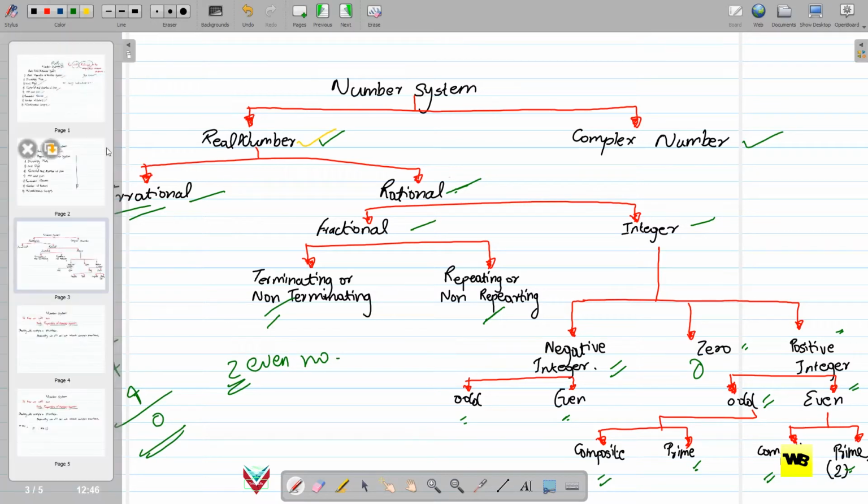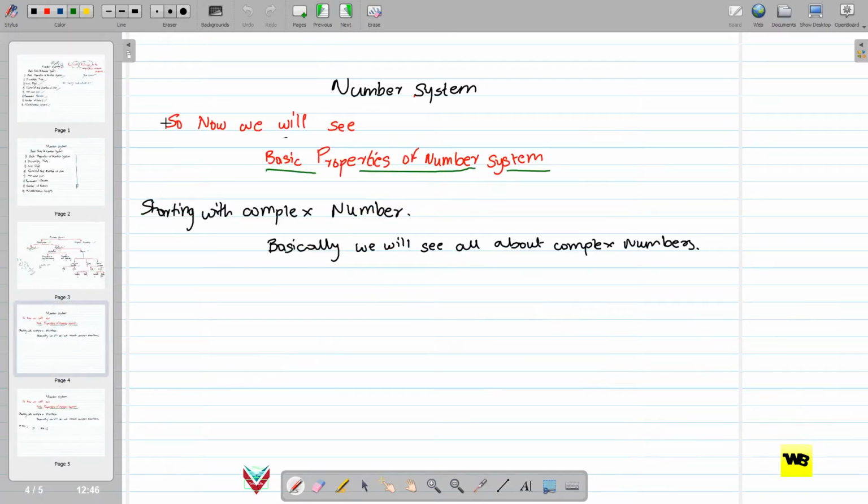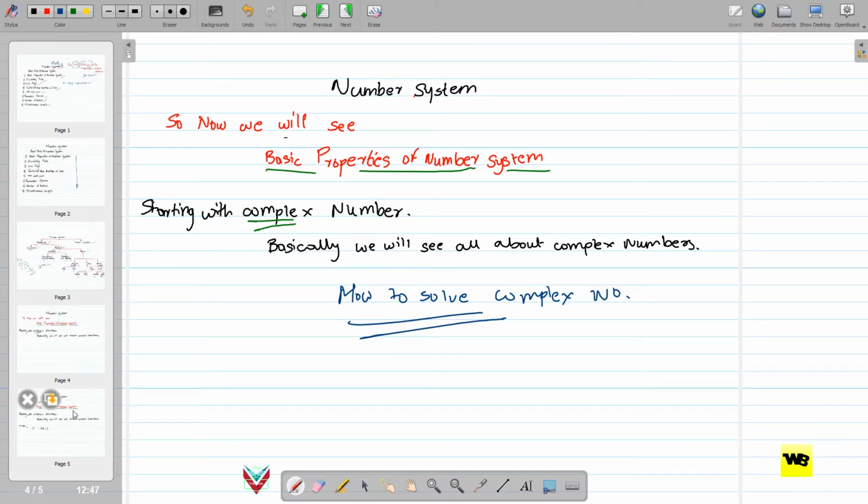Now we will see the basic properties of number system, starting with the complex number. We will first start with what complex numbers are and how to solve complex numbers. We will see this in today's lecture.